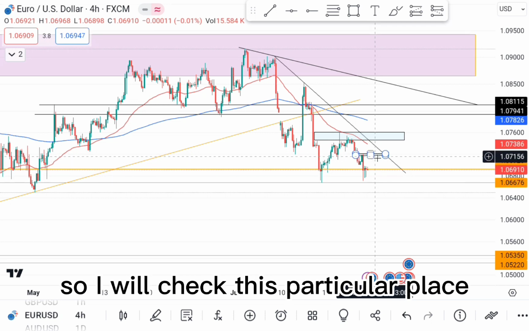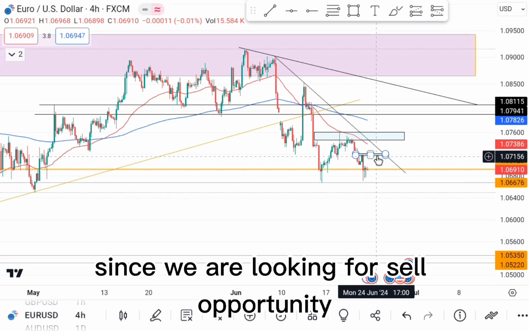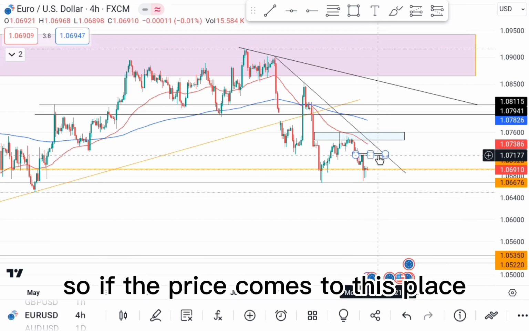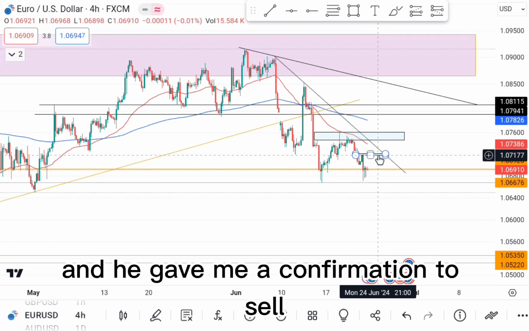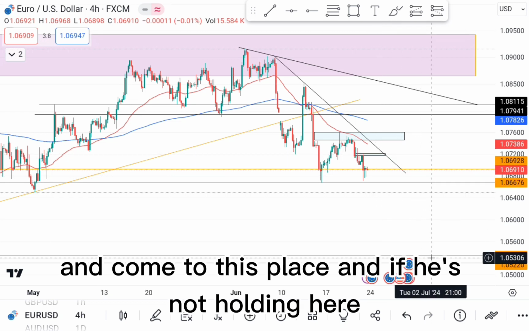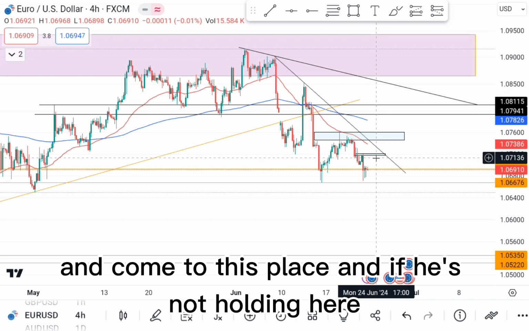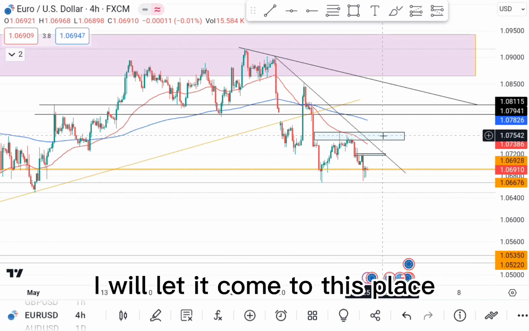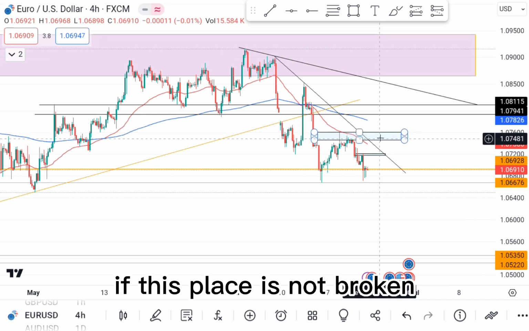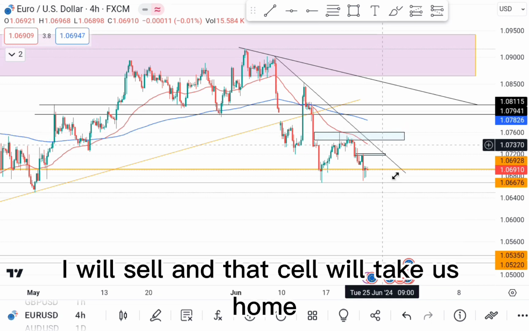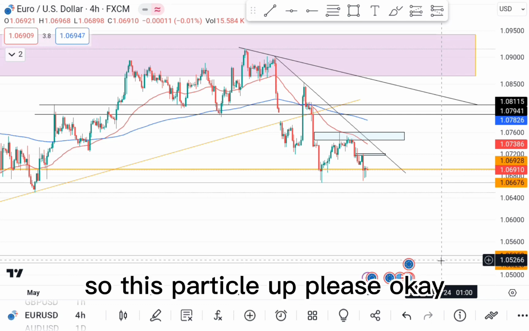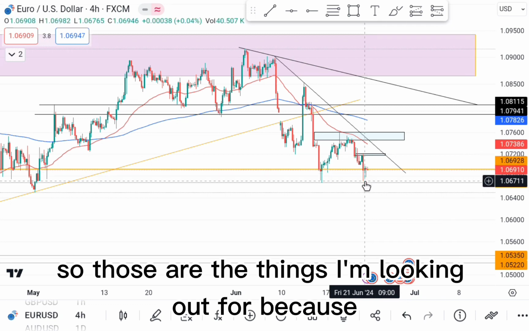So I will check this particular place. Since we are looking for a sell opportunity, this is another place where the price could drop. So if the price comes to this place and gives me a confirmation to sell, I will sell. Then that sell will break this particular level and come to this place. And if the sell is not holding here, I will let it come to this place. If I see a sell confirmation here, if this place is not broken, I will sell, and that sell will take us to this particular place. Those are the things I'm looking out for.